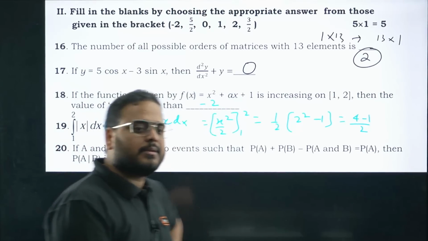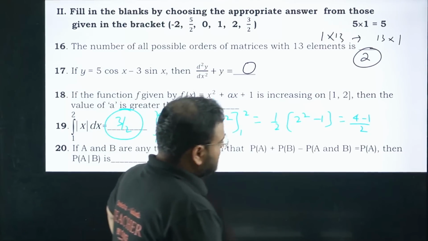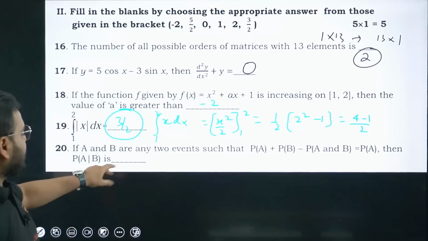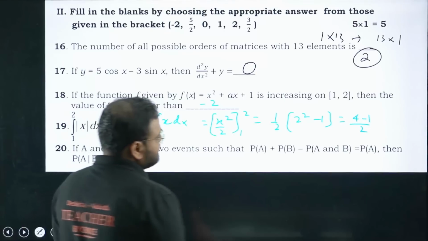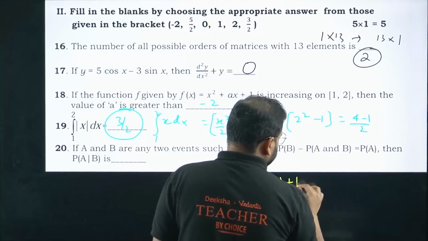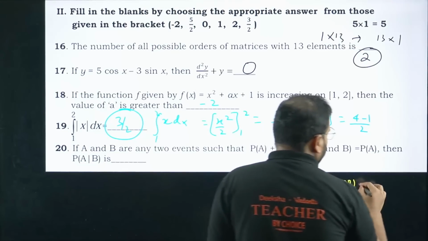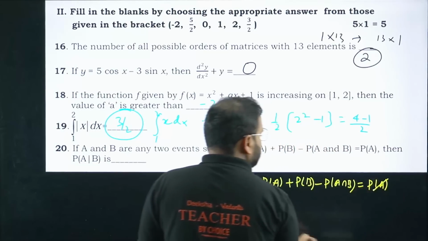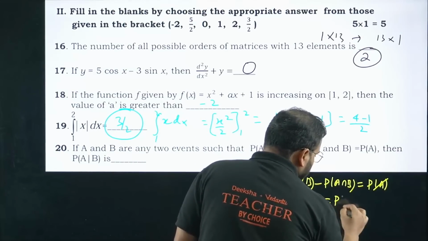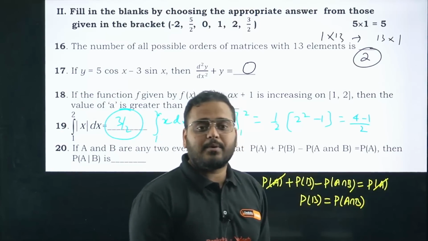Please check. Clear? Okay. If A and B are any two events such that P(A) plus P(B) minus P(A intersection B) is P(A), then what is the conditional probability P(A given B)? Let's solve this. They have given here P(A) plus P(B) minus P(A intersection B) is nothing but P(A). So this and this cancel, and I get P(B) equals P(A intersection B). Moving this to the other side, P(A) cancels, giving P(B) equals P(A intersection B).